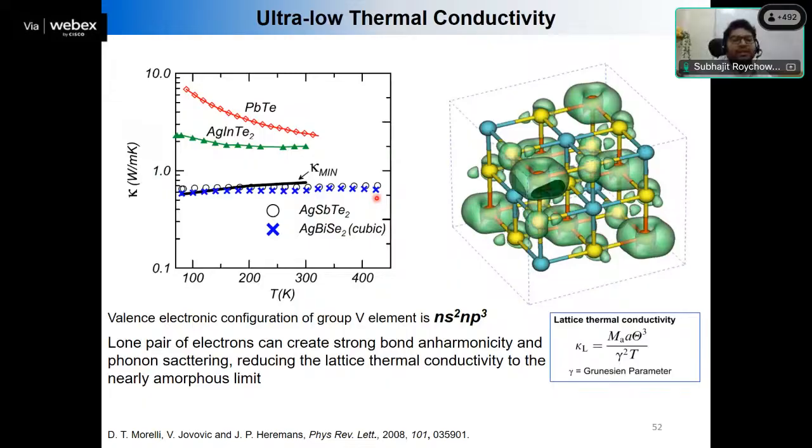You can see here the thermal conductivity of this material is close to 0.5 watt per meter Kelvin, close to the glass limit, whereas lead telluride is close to 8. Now, why is it so low? Because antimony or bismuth has an inert lone pair effect, 5s2 or 6s2. Actually, it can create a strong anharmonicity in this system and it decreases the thermal conductivity.